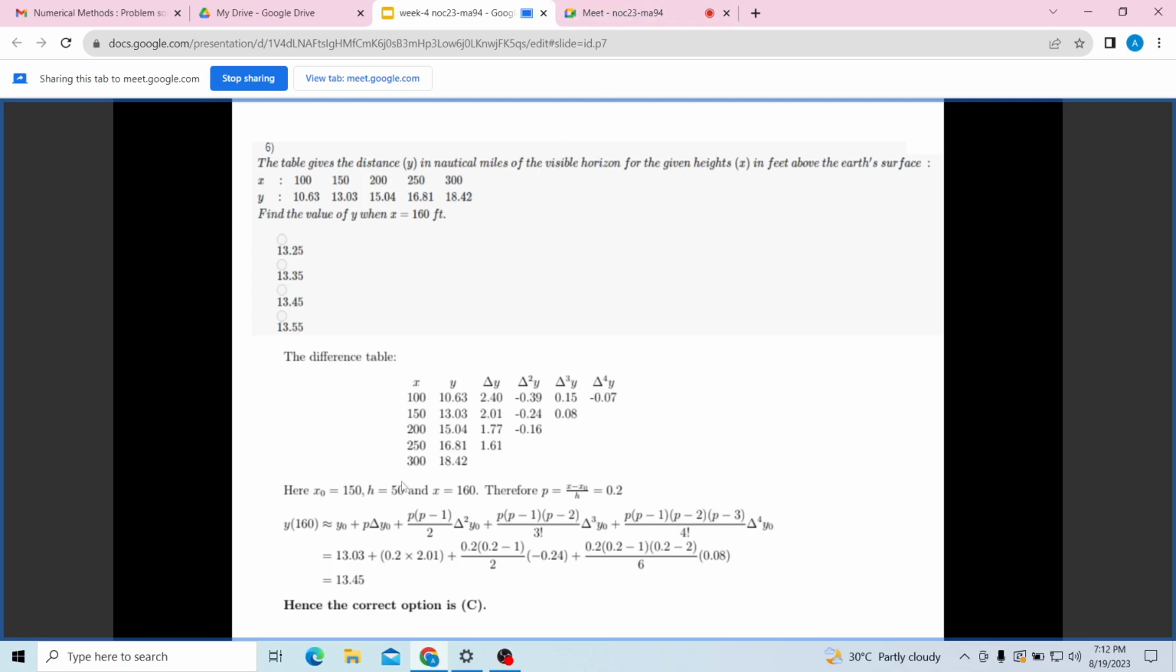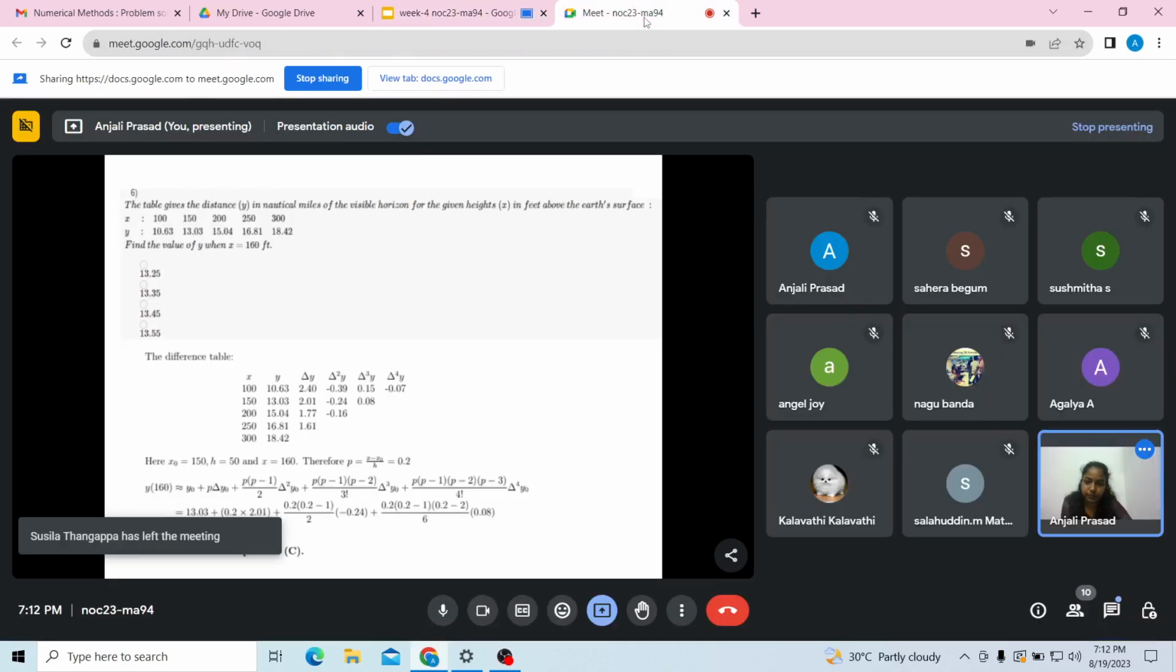I hope it's clear now. The formula is this, Newton's forward difference formula, and using that you can interpolate the value of y at x equal to 160 degrees. So you'll get it as 13.45 nautical miles. Solve it. Are you getting it? Everyone, 13.45.